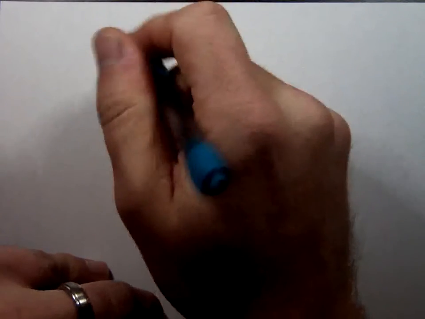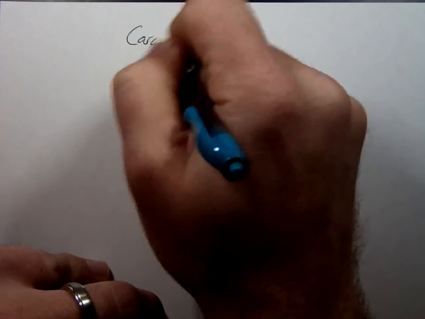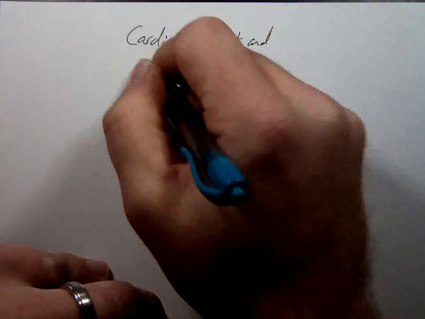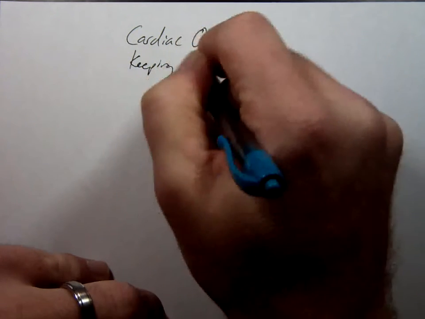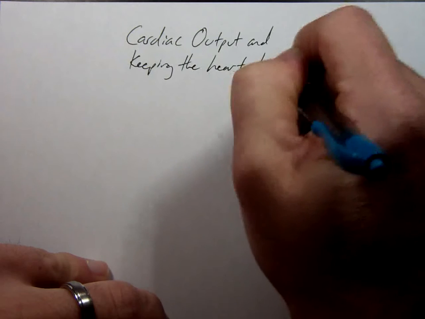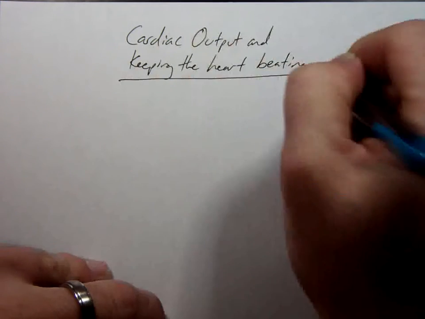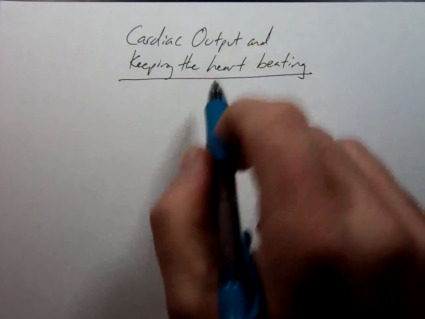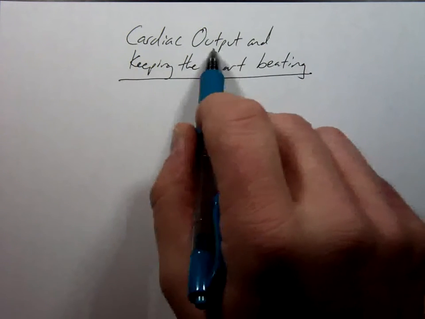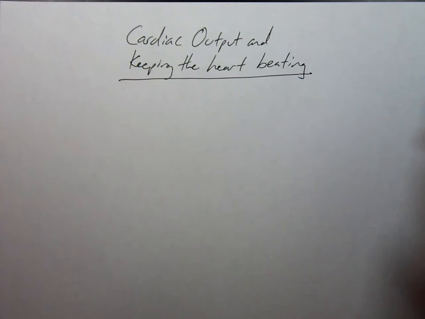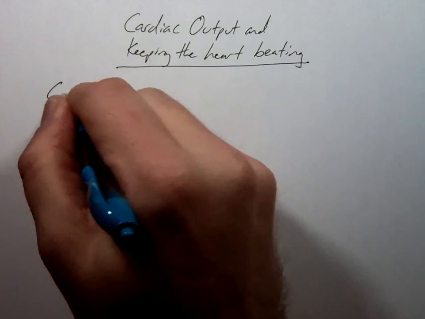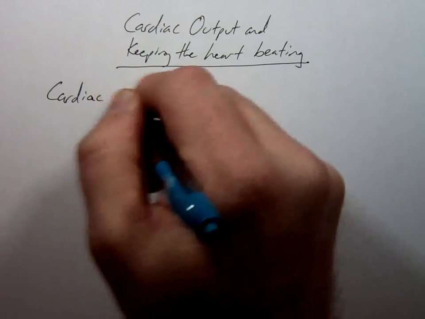Is cardiac output and keeping the heart beating. All right. So let's start with cardiac output. That is what the heart puts out. That makes sense. Which is blood, which you already knew, but we're going to quantify it. So cardiac output, first we'll define it.